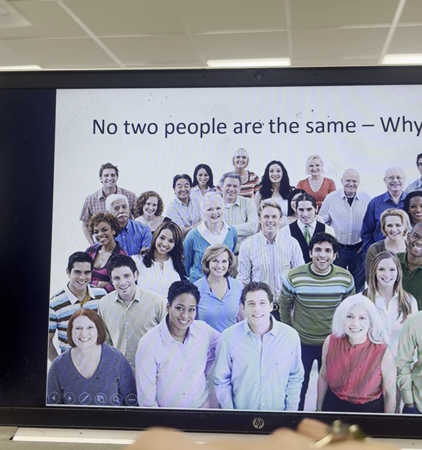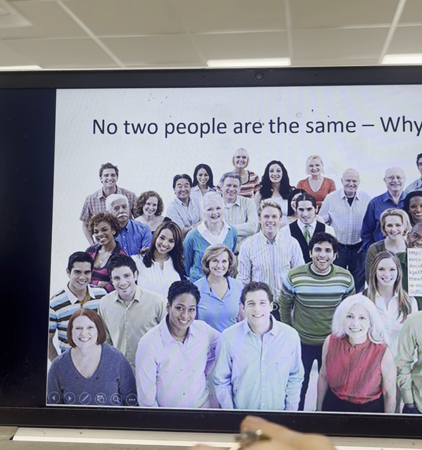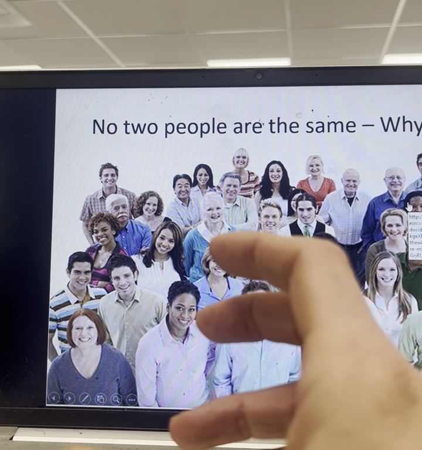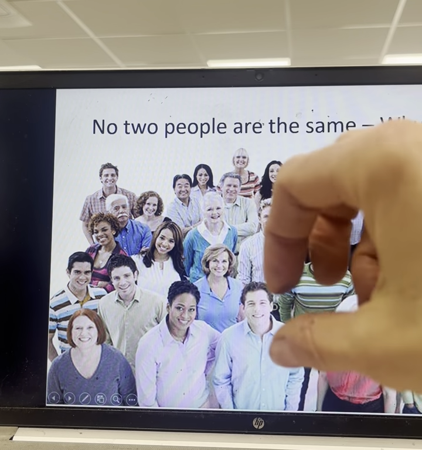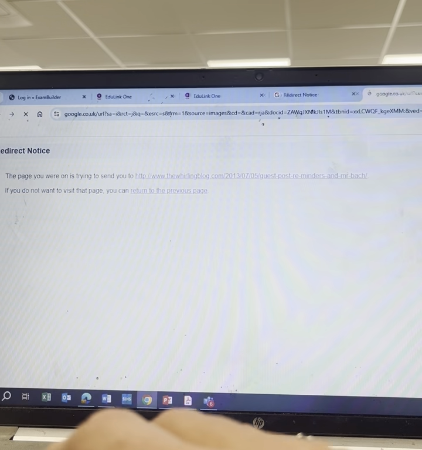Why? And it's the idea that we have multiple alleles, or multiple genes controlling some traits. We've got multiple alleles within those genes.